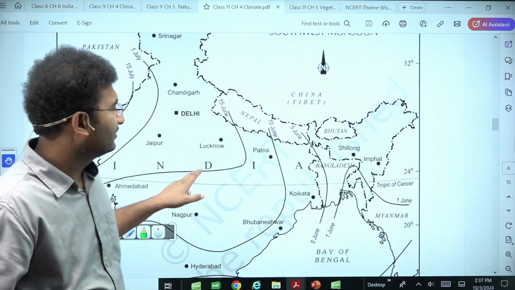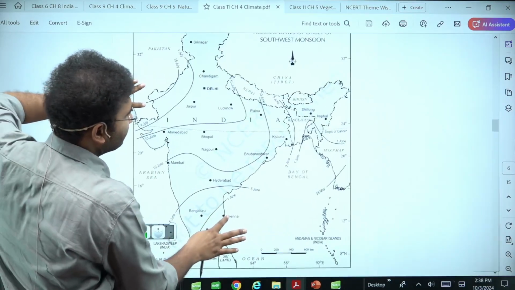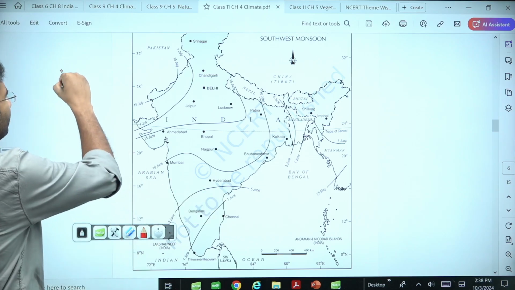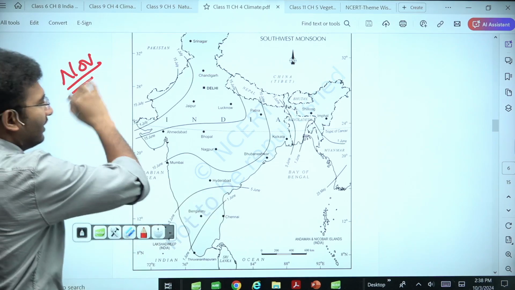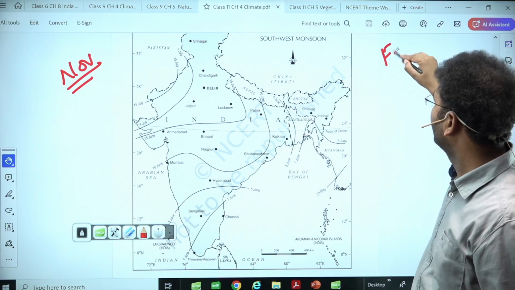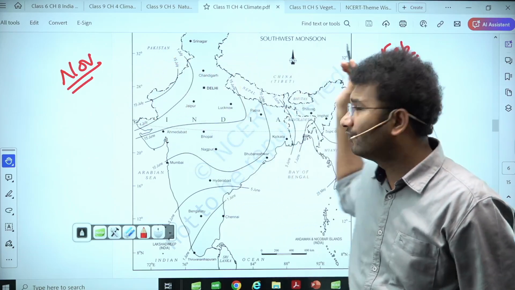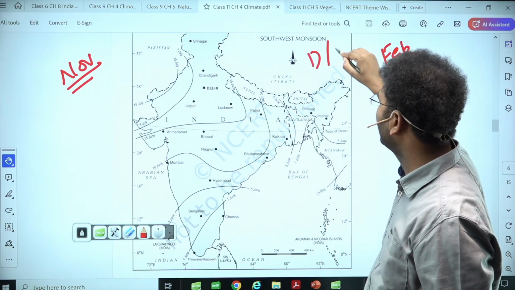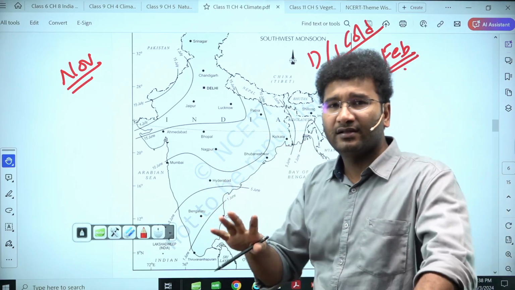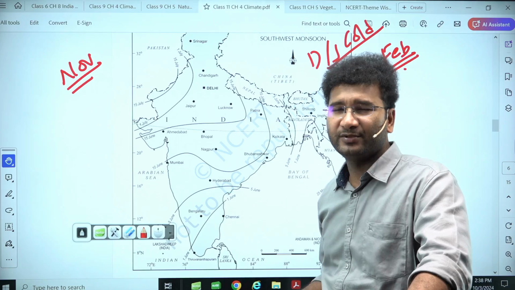The onset of the cold weather season in India starts in the month of November, right? And till the month of January or February, you are going to have very cold weather. December and January are going to be extreme cold months. By the month of February and March, things are going to ease out, right? This is how it is going to be.